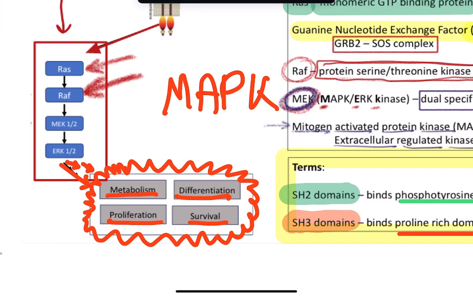Now, that becomes a problem when we have unregulated metabolism, differentiation, proliferation, and then apoptosis, which is programmed cell death. That's when we have a problem, when it's unregulated, right? That's when we have a proto-oncogene becoming an oncogene, which is problematic. We can't control it. So we're going to talk about the MAPK pathway, like I said, step by step, and then we'll discuss the other two that Dr. Larrea really wanted us to focus on.